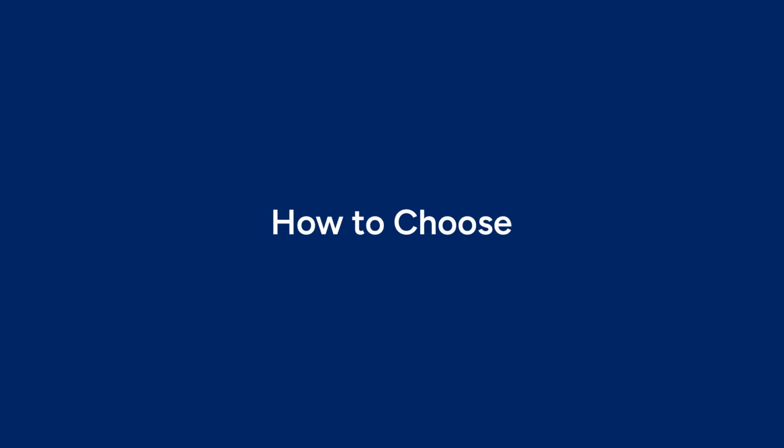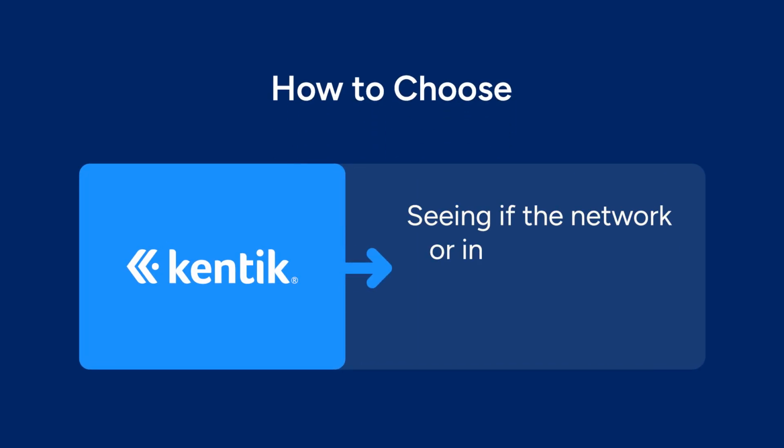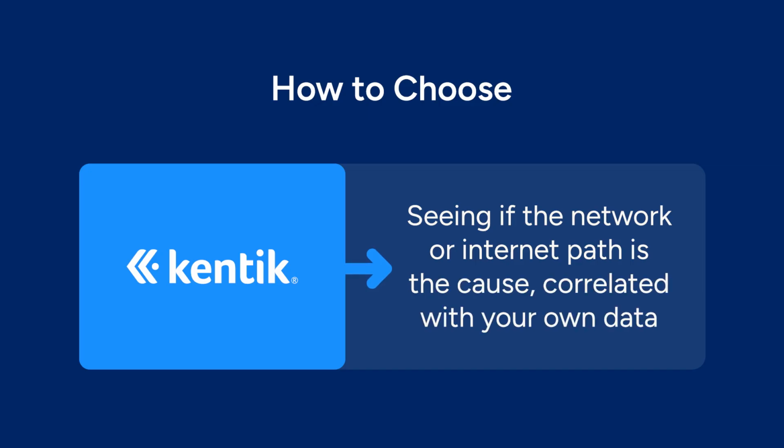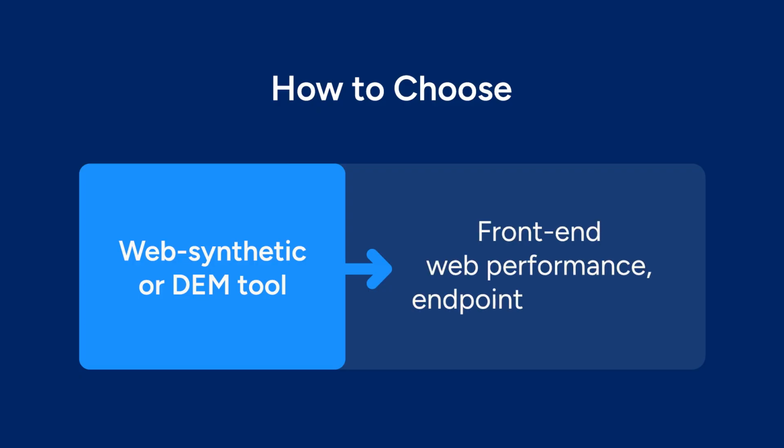If your goal is proving whether the network or internet path is the cause, and correlating that with your own traffic and routing, Kentik is the network intelligence option in this landscape. If your goal is primarily front-end web performance or endpoint experience, a web synthetic or DEM tool is the better primary fit, often alongside a solution like Kentik for the network layer.